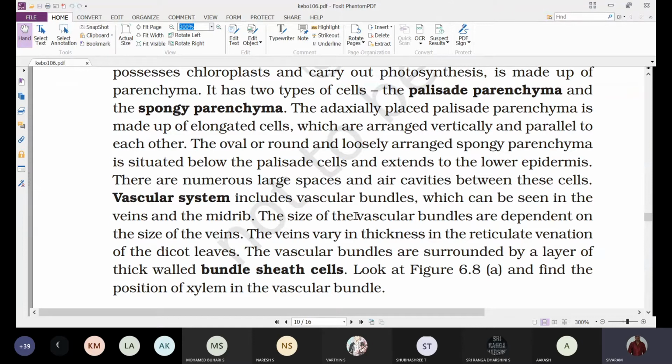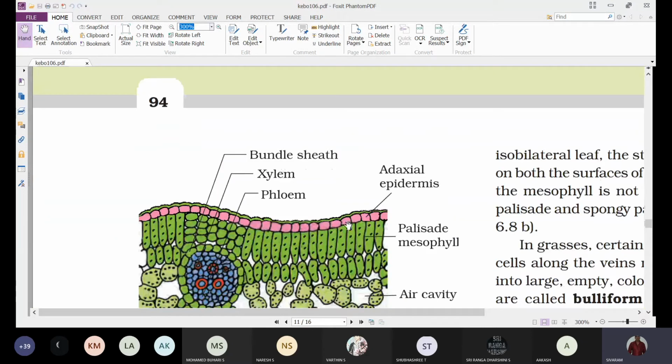Understand? With reference to the epidermis, they are perpendicular. But with reference to the adjacent parenchymatous cell, they are parallel. Anybody having any doubt here? With reference to the epidermis, the cells of the palisade parenchyma are arranged perpendicular or vertical. Vertical means perpendicular, 90 degrees, that is, straight downwards. But with reference to the adjacent parenchyma cells of the palisade parenchyma, they are arranged parallelly. We can see here.